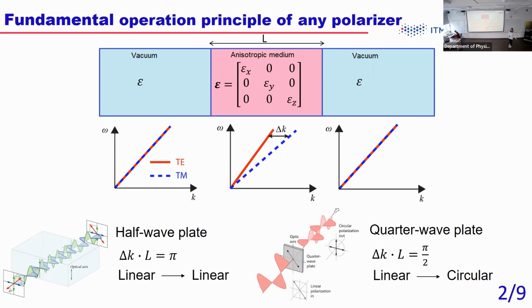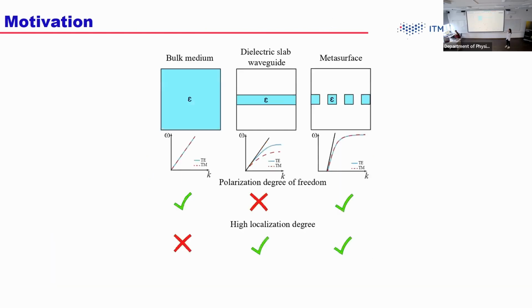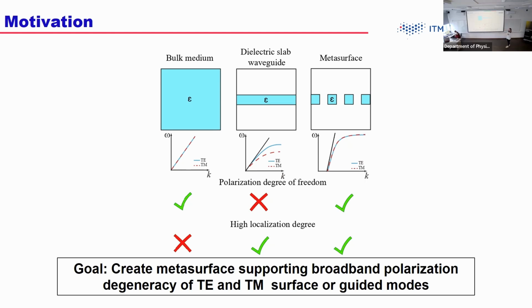So now we know what is polarization degeneracy and how it works and how we can work with it. And next, I want to talk about miniaturization. So, as I said, in bulk medium, the dispersion of TE and TM modes are degenerate in any direction and in any frequency range, and this means that they have a polarization degree of freedom. But if we miniaturize this medium, we will work with localized waves, for example, surface or guided waves. And in this case, we don't have any polarization degeneracy. And my goal was to create a metasurface which can support the polarization degeneracy of TE and TM surface and guided modes.